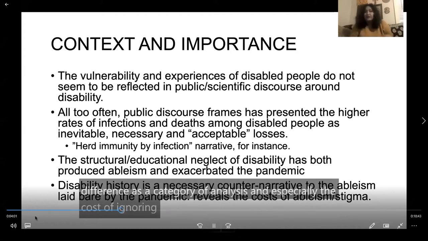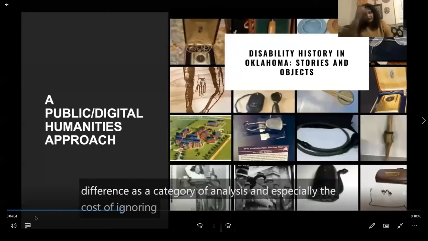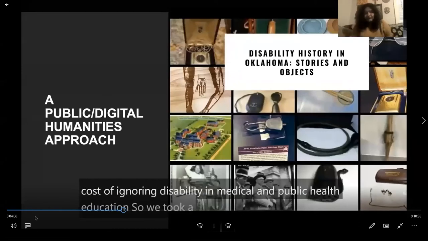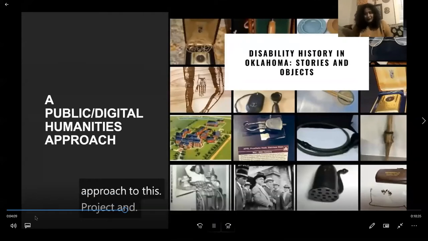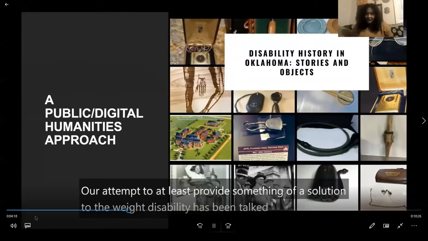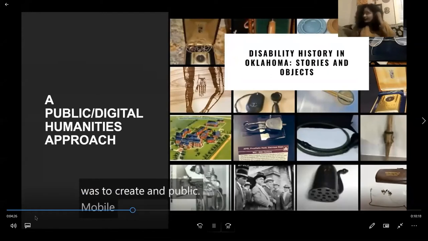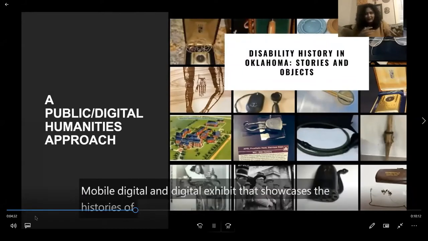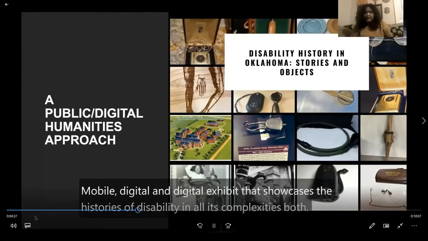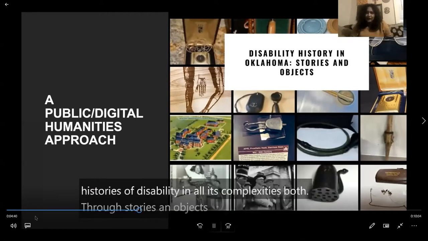So we took a public and digital humanities approach to this project, and our attempt to at least provide something of a solution to the way disability has been talked about this year was to create a public mobile digital exhibit that showcases the histories of disability in all its complexities, both through stories and objects, in this case focusing on the state of Oklahoma.